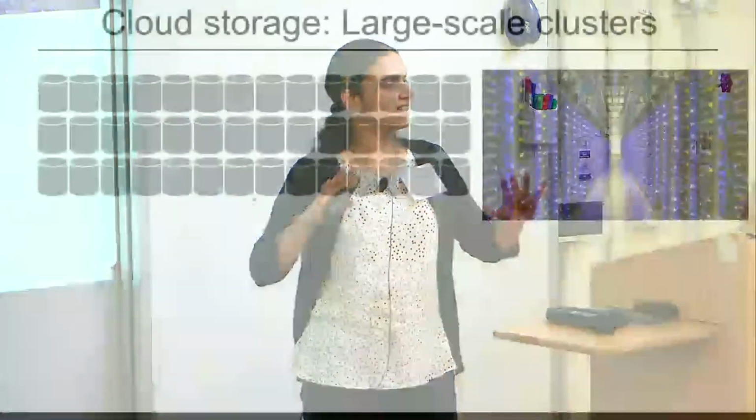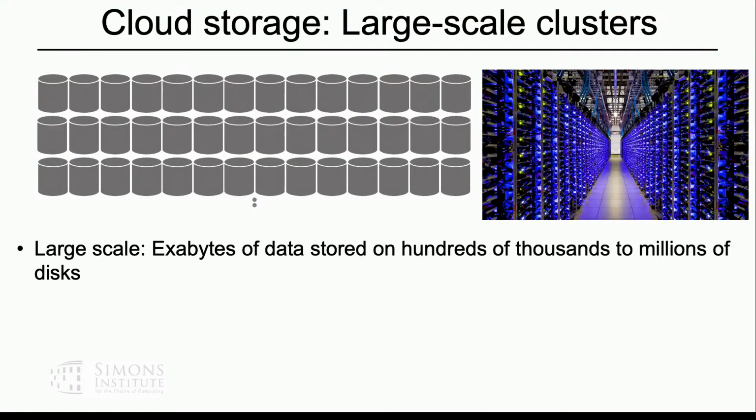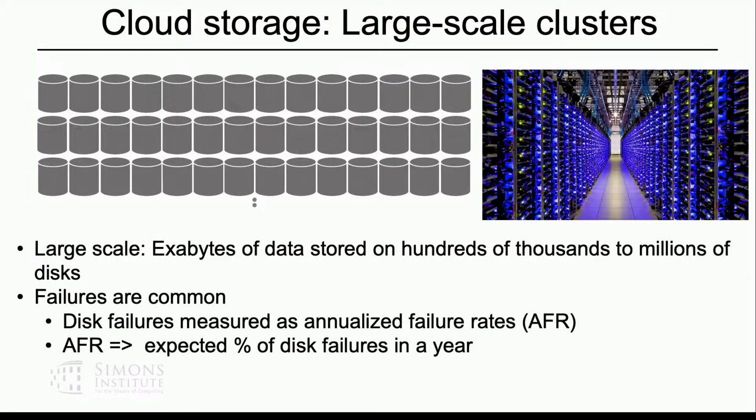Large-scale distributed storage systems form the foundation of data systems, right? These really large-scale systems today store exabytes of data on millions of hard disk drives. This is just in the primary tier of storage. And in these large-scale systems, failures are common. Here I'm talking about disk failures. They are measured in a metric called annualized failure rate, or AFR for short, which refers to the fraction or percentage of disks that are expected to fail in a given year.